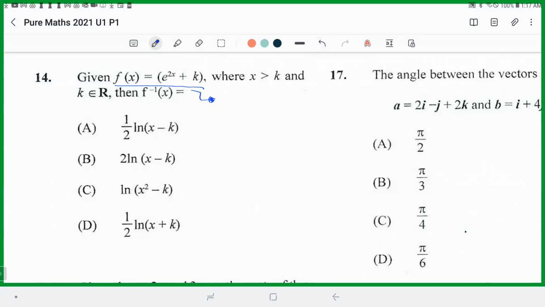So when I form the inverse, I'm going to get x equals e to the 2 times f to the minus 1 plus k. This is my inverse function. I'm trying to make this the subject. Move over the k first. We get x minus k equals e to the 2 times f to the minus 1.